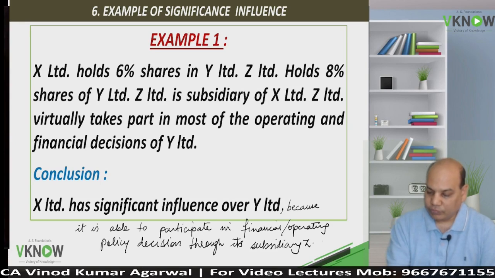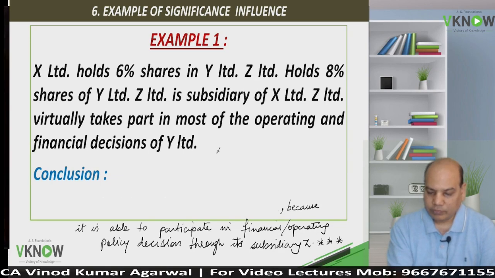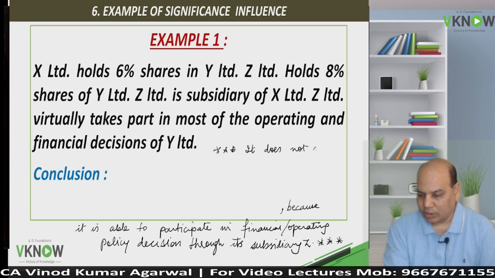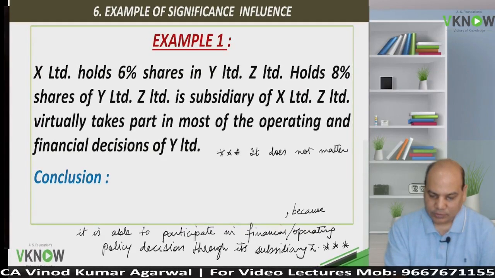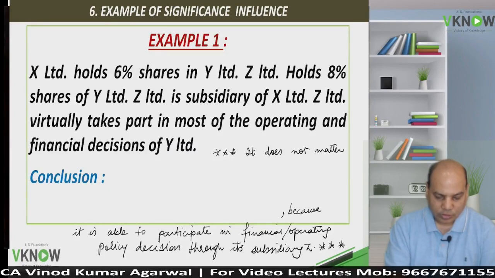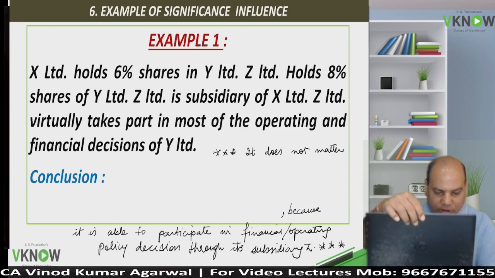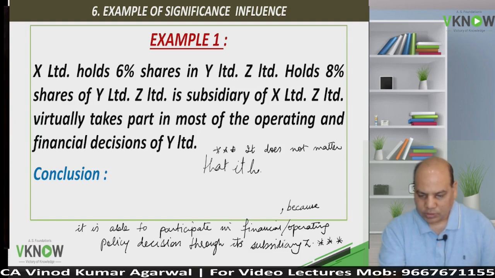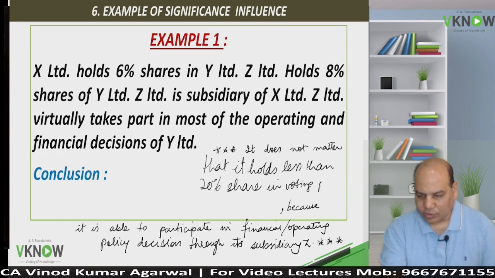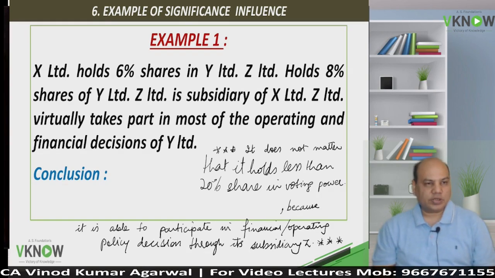Then you write down one more line right here: it does not matter that it holds less than 20% share in the voting power. So if you write this answer like this, you will get full marks.